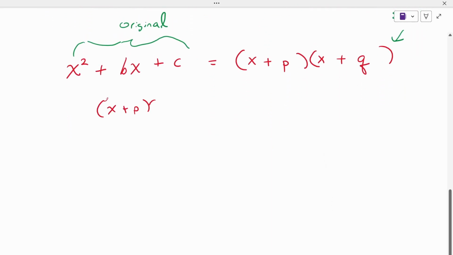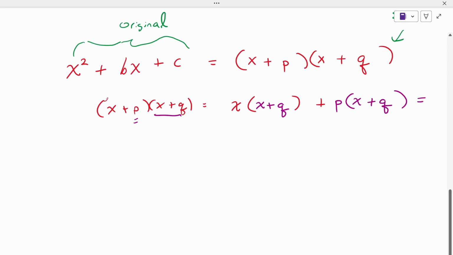Examining x plus p times x plus q, we're going to use our extended distribution rule. We're going to take x and multiply it by this entire term x plus q, and add it with the term p, which will be multiplied by the entire x plus q quantity. You'll have x times x and x times q. You'll have p times x times p times q.